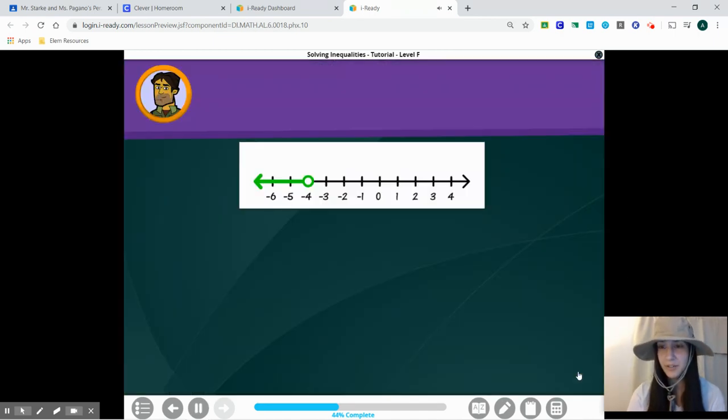Crikey, what does that weird-looking dot represent? Daddy-o, that open circle means that -4 doesn't count. We get as close to it as we want, like -4.000000001, but just not -4.